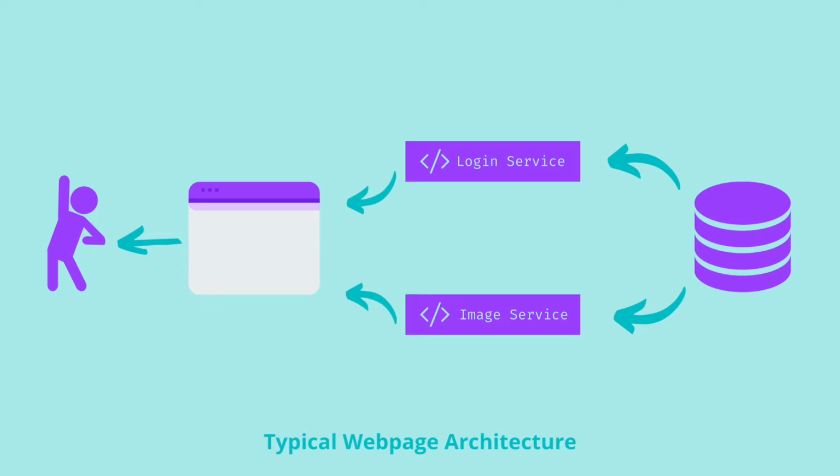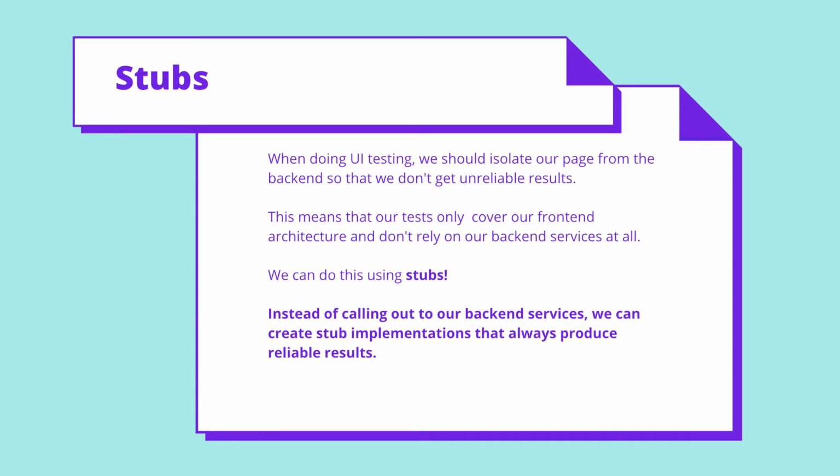Here's an illustration of what I mean. A web page might typically call out to a number of different backends. Here, it calls out to a login and an image service. If the login service has a bug, or provides the wrong response, this might cause a breakage in our tests. We can solve this using a thing called stubs. The idea is that in our testing environments, we don't call out to our remote backend services. Instead, we create stub implementations of our backends that will 100% produce reliable results.